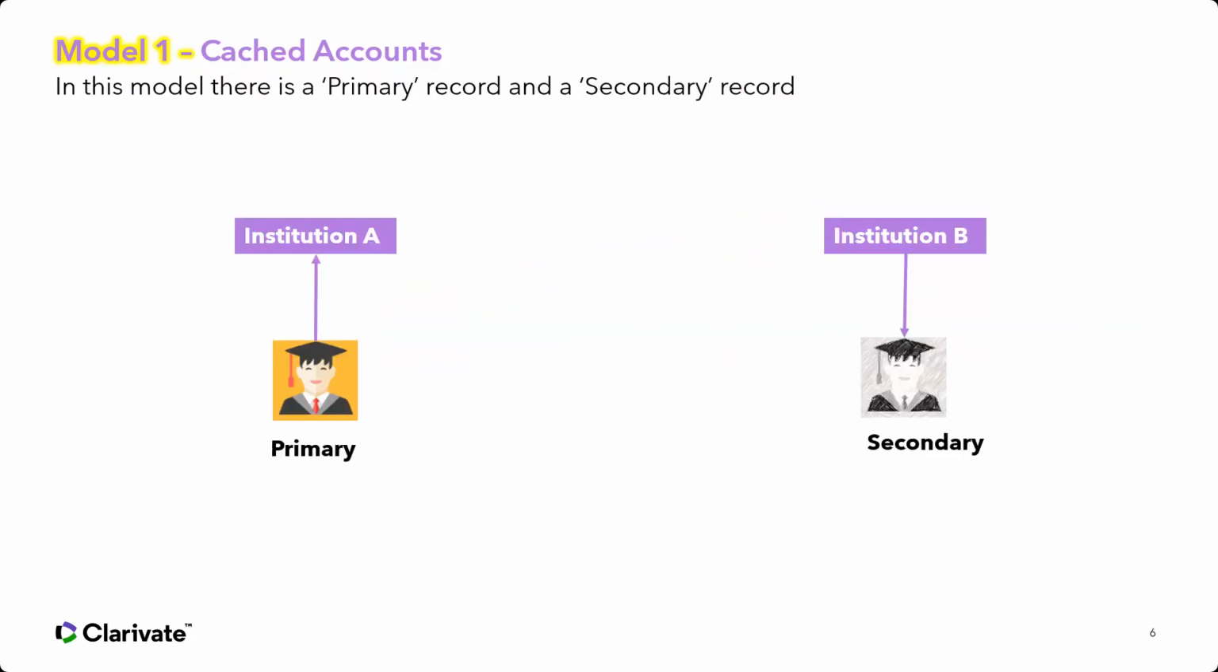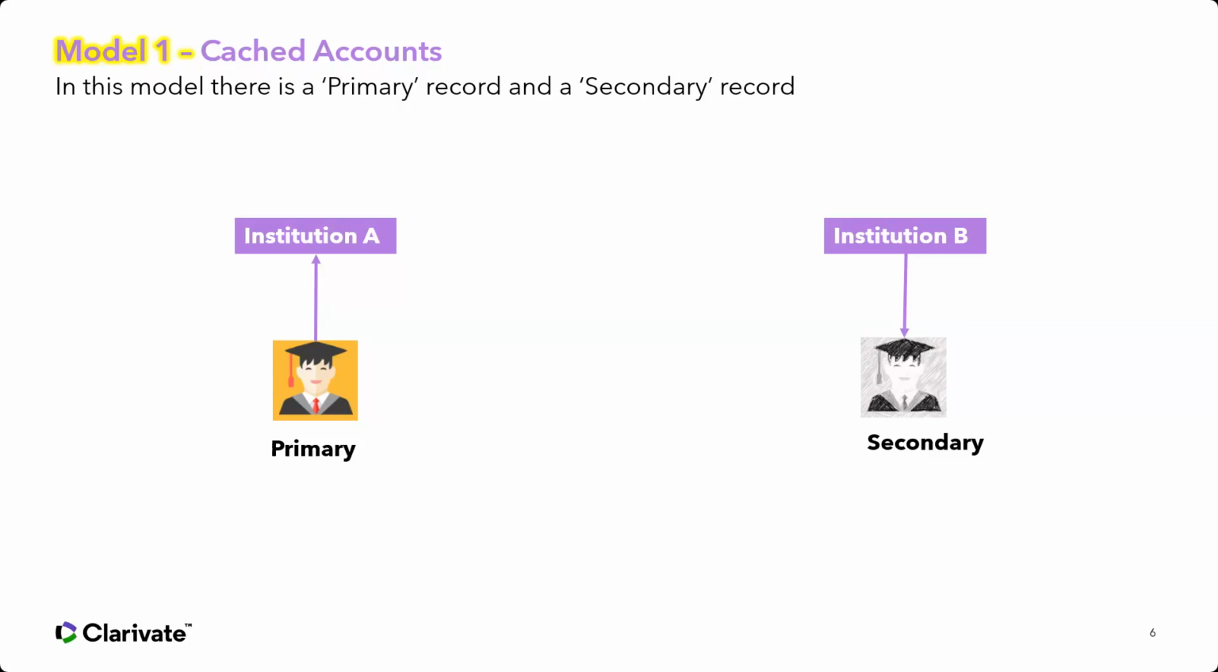Okay, in this model that we've been discussing until now, there's actually a primary account and a secondary account. So if we refer back to the use case that we are going through, the primary account is the institution A account. That's where the account is actually managed. For example, the SIS feeds are happening at institution A. The other updates are taking place at institution A. That's the institution that the patron is affiliated with.